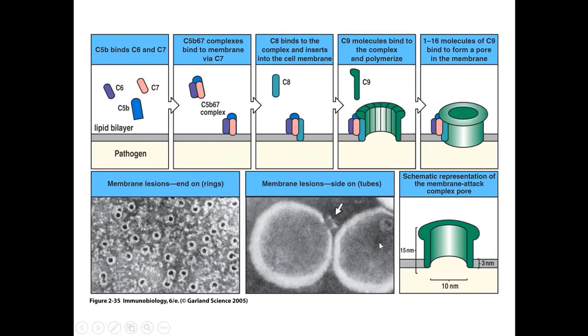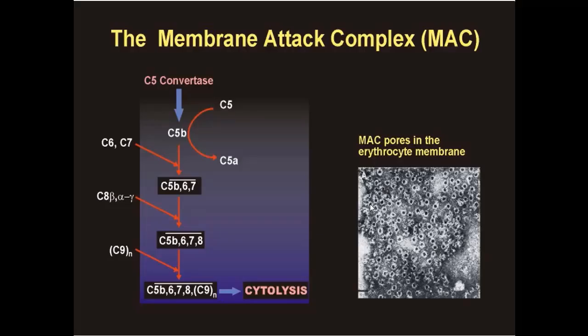Okay, this is an electron microscopy picture. And you can see here a big hole on the surface of target cell, and it is taken by electron microscope. And in this slide you can see the membrane attack complex pathway at a glance.